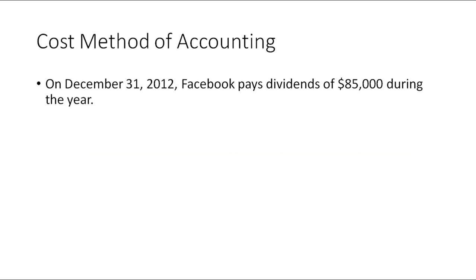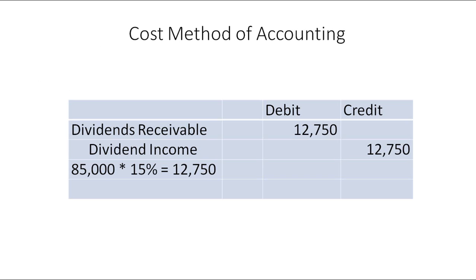How do we record dividends that we receive under the cost method of accounting? The reason I'm mentioning this is that under the equity method of accounting and consolidated accounting, we handle it a little differently. So let's see how we handle dividends under the cost method. We debit dividends receivable and credit dividend income. In this instance, they declared $85,000 in dividends, and we own 15% of Facebook. That's $12,750.